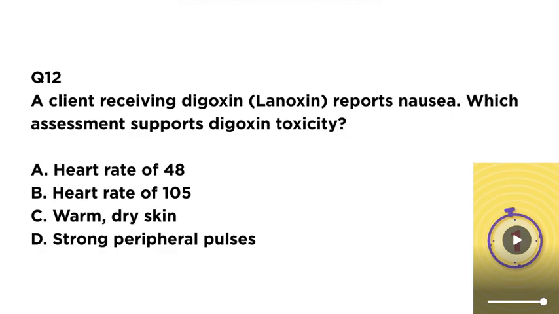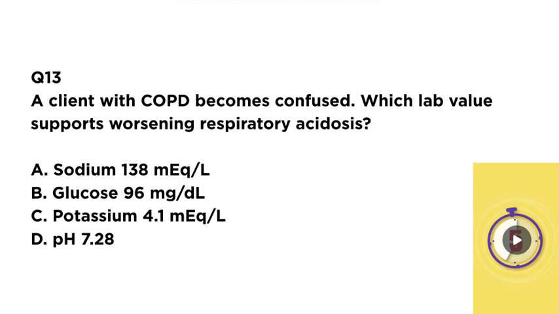A slow heart rate strongly aligns with digoxin toxicity. Tachycardia is not, so B is incorrect. C is also incorrect because warm skin is unrelated. D is also incorrect because strong pulses do not really confirm toxicity. Okay, go to question 13.